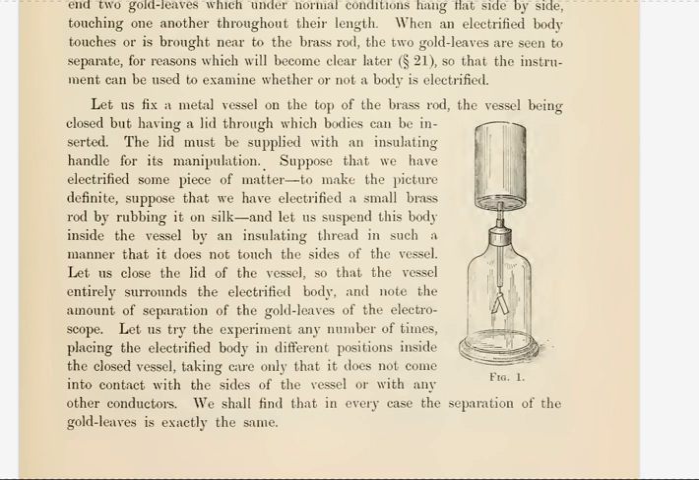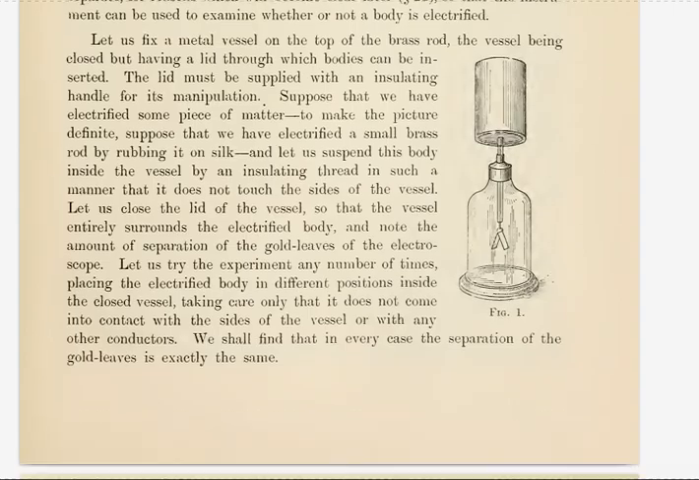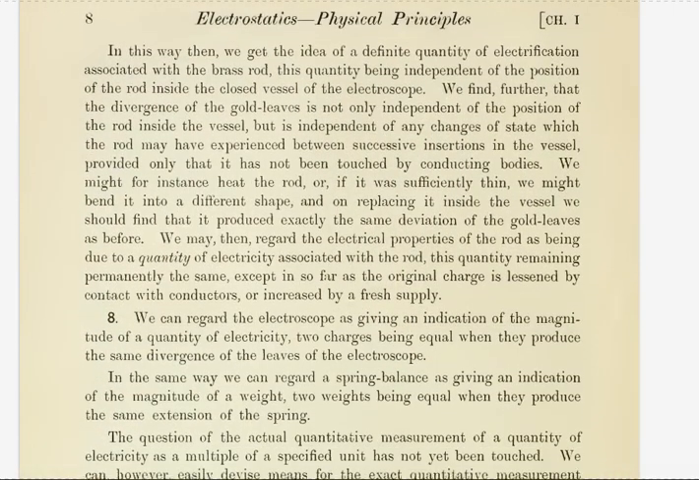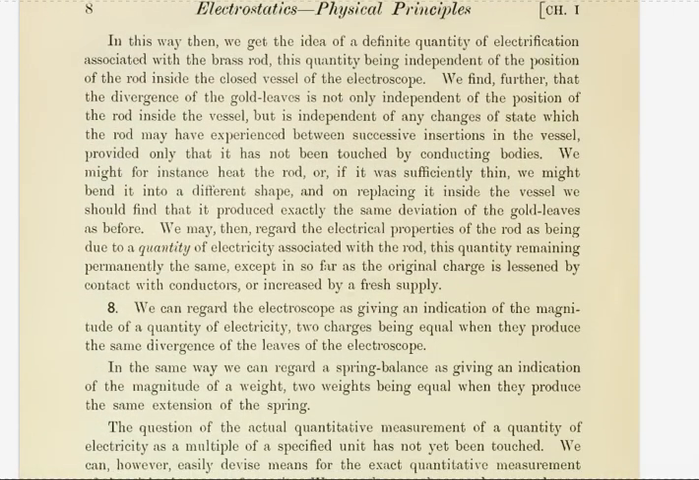Let us try the experiment any number of times, placing the electrified body in different positions inside the closed vessel, taking care only that it does not come into contact with the sides of the vessel or with any other conductors. We shall find that in every case the separation of the gold leaves is exactly the same. In this way, then, we get the idea of a definite quantity of electrification associated with the brass rod, this quantity being independent of the position of the rod inside the closed vessel of the electroscope.